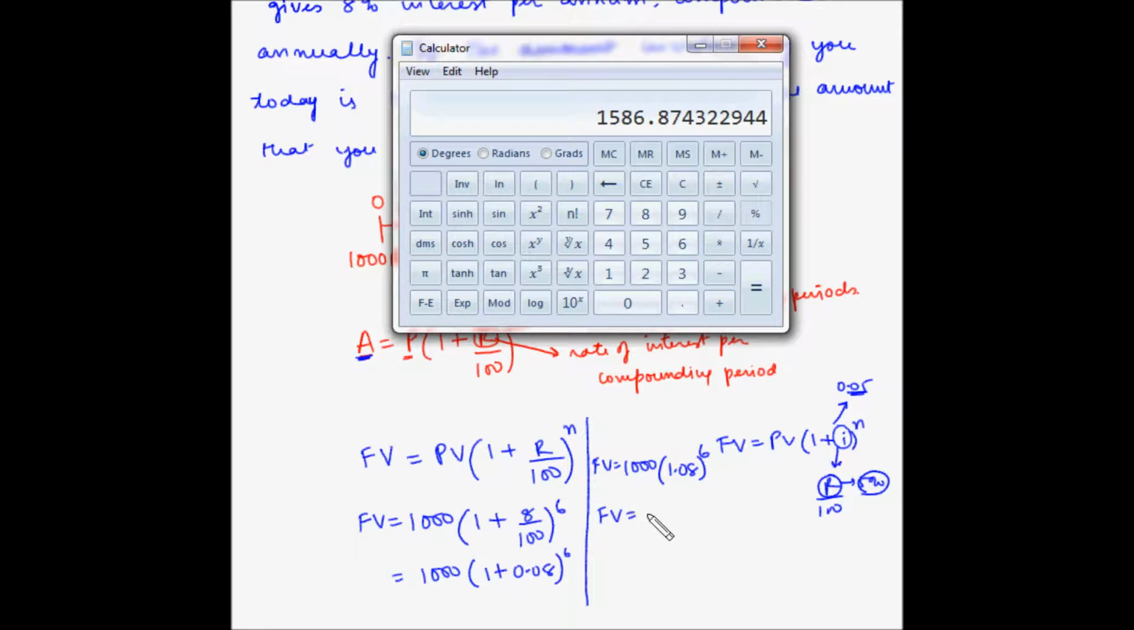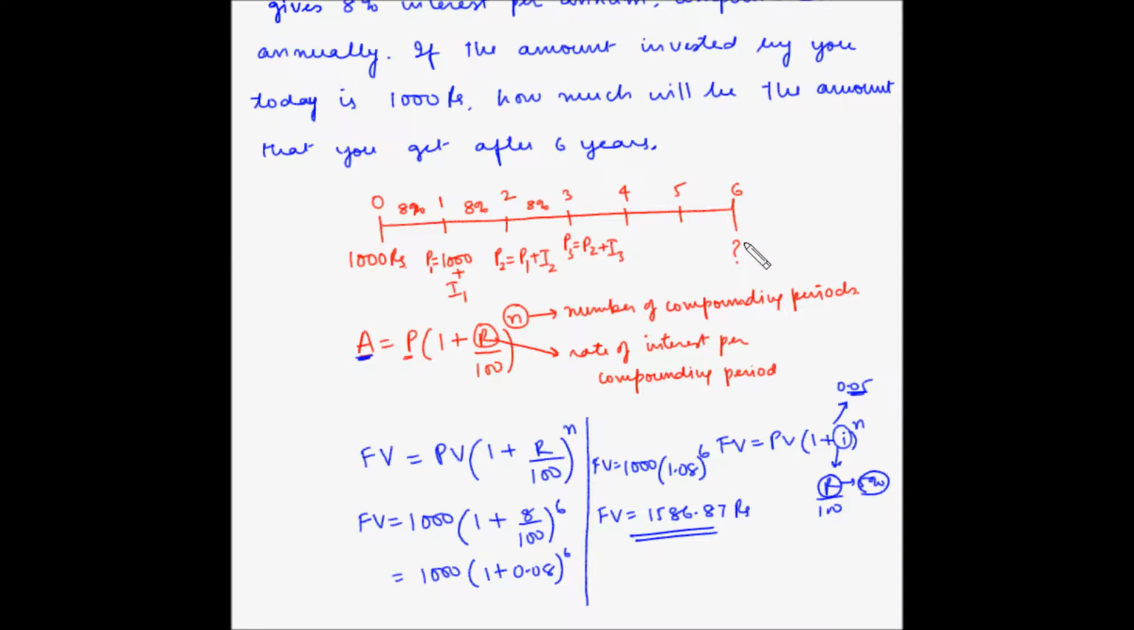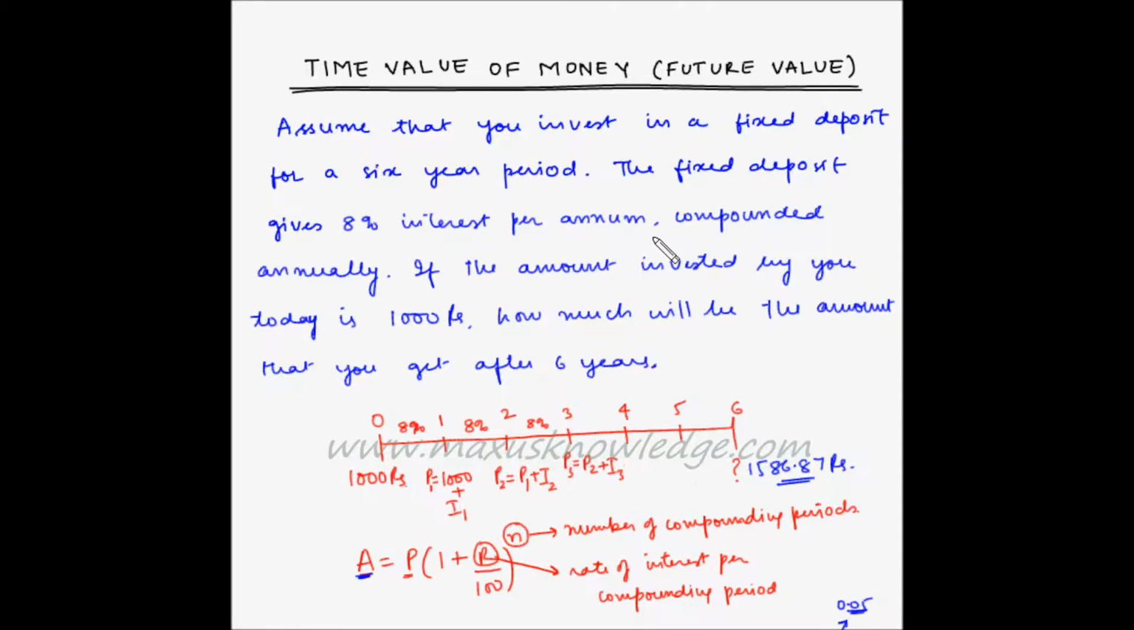So future value is equal to 1586.87 rupees. So basically at the end of 6 years, the amount of money you are going to receive is 1586.87 rupees. So the present value is 1000 rupees, future value is 1586.87 rupees. Now let's take the case where instead of compounding the interest annually, we compound it semi-annually.